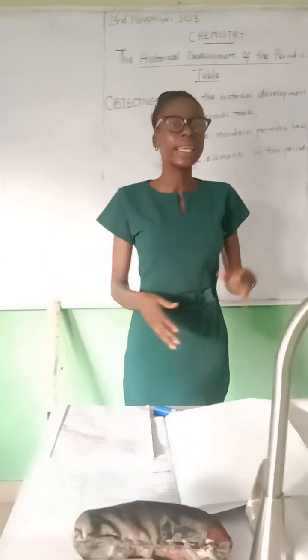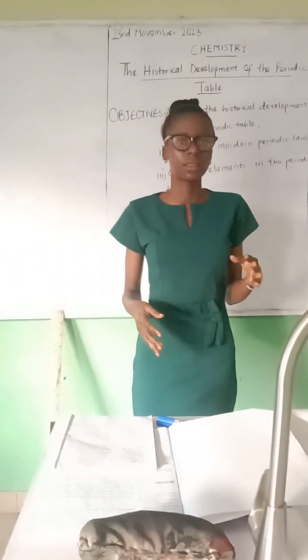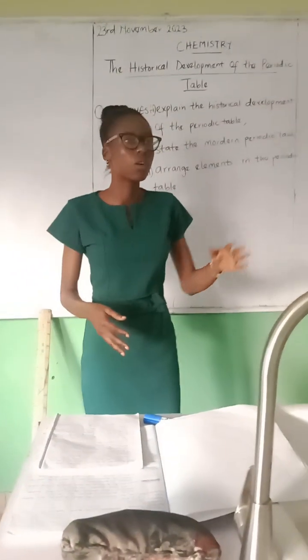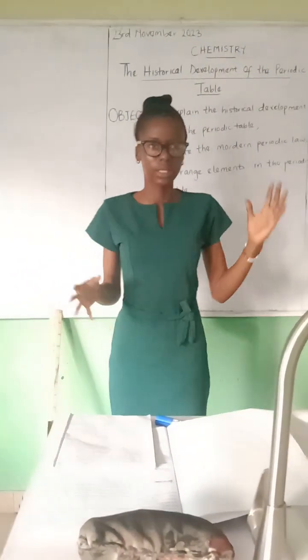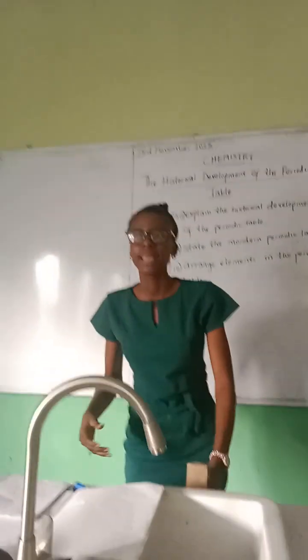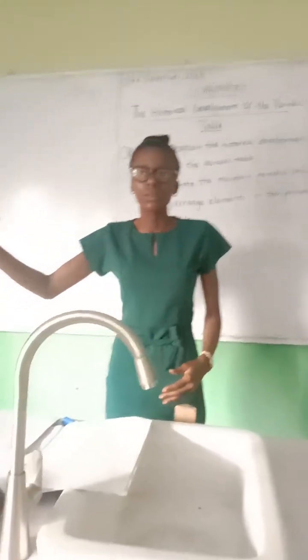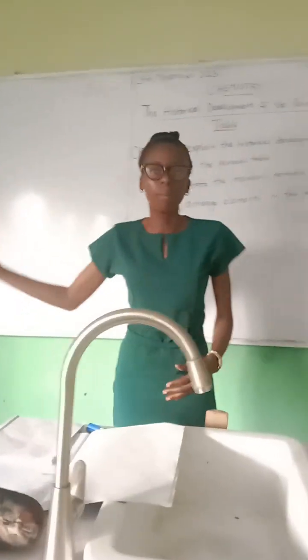periodic table. In 1869, Mendeleev, a Russian scientist, was the first person to discover what we know as the periodic table. And here with me is a picture of the periodic table, which was first discovered by Mendeleev, the Russian scientist. Now, this scientist arranged all the elements in order of increasing relative atomic mass.